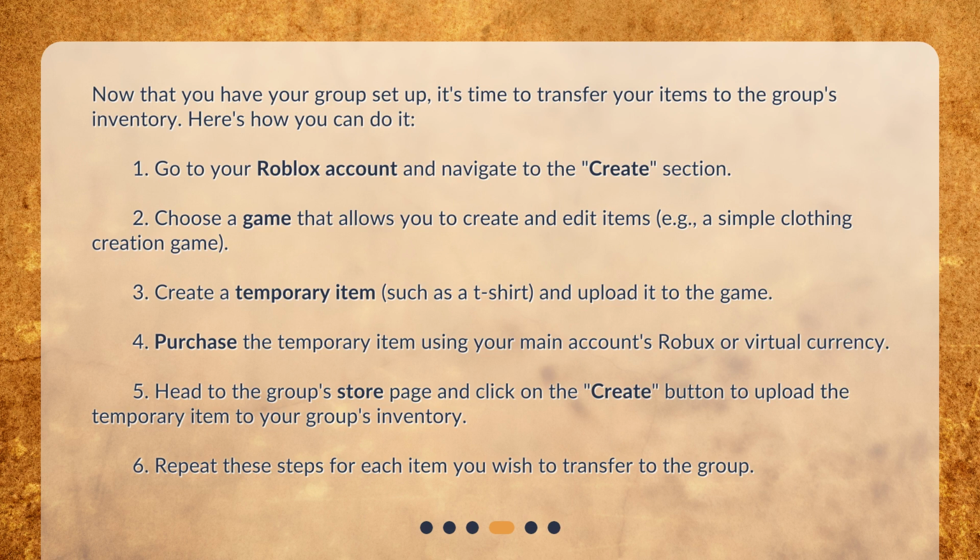3. Create a temporary item, such as a t-shirt, and upload it to the game. 4. Purchase the temporary item using your main account's Robux or virtual currency. 5. Head to the group store page and click on the Create button to upload the temporary item to your group's inventory. 6. Repeat these steps for each item you wish to transfer to the group.